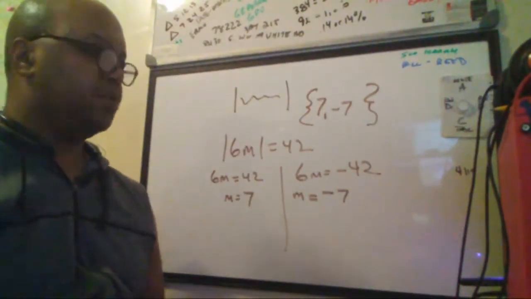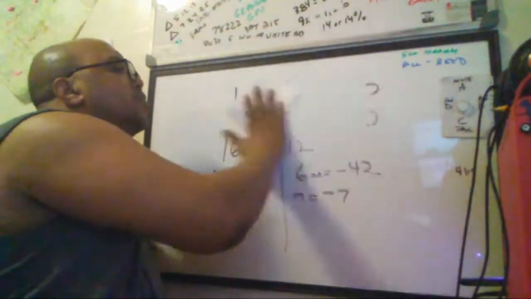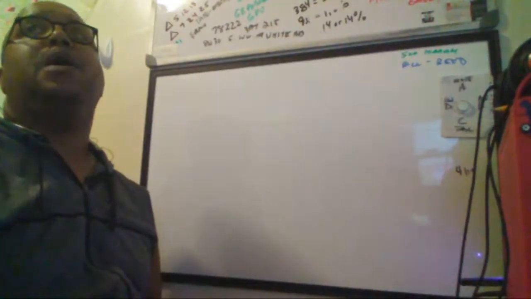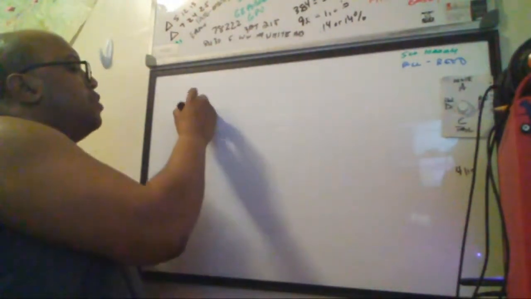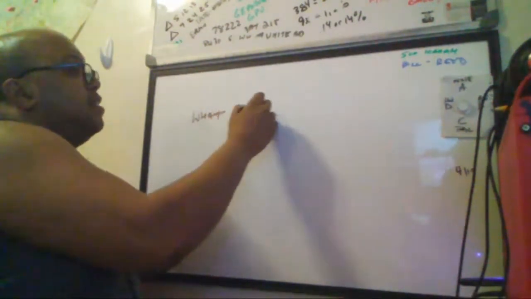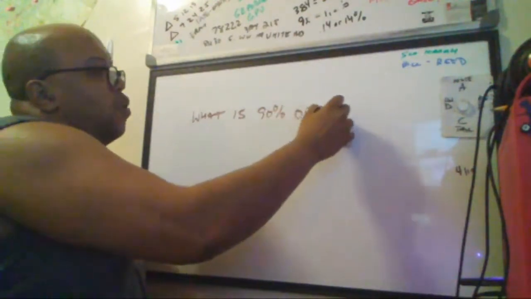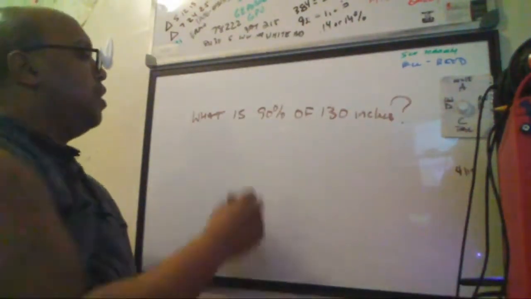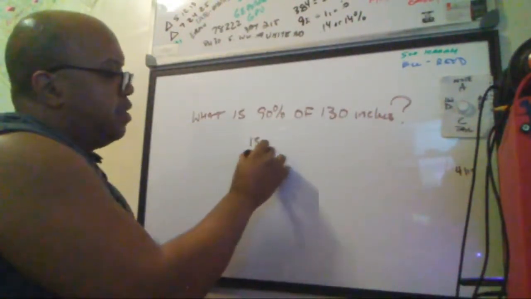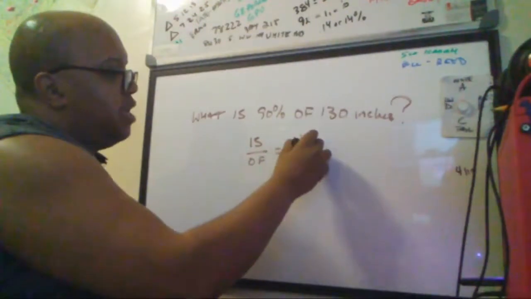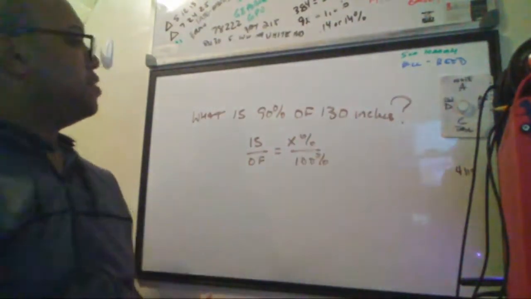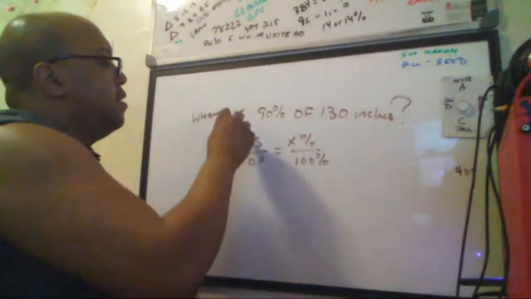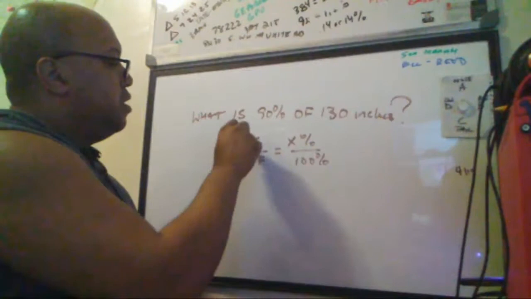Percent problem in this case. Now with the percent problem, the question is asking us, what is 90% of 130 inches? Now, normally, our formula would be is over of is equal to X percent over 100%. And basically, we look at this formula and we look at what's attached to what. Now, what is 90%? So this is what we're trying to find out.